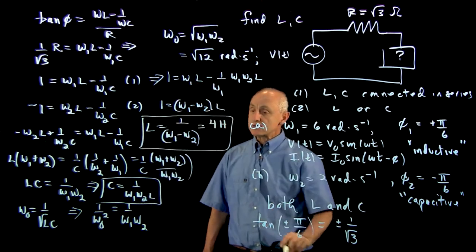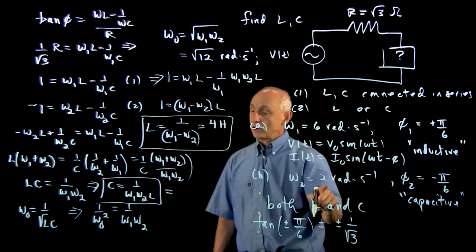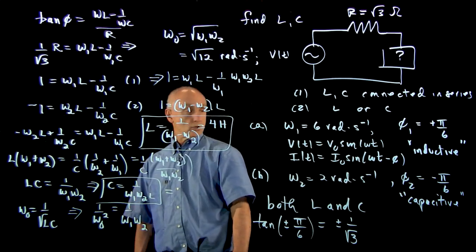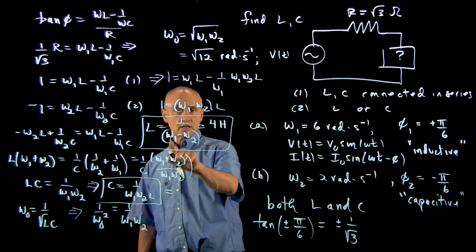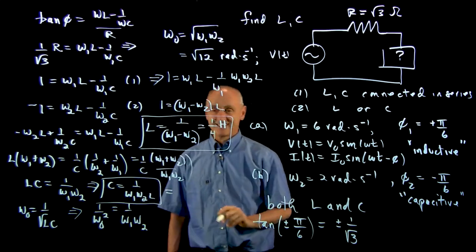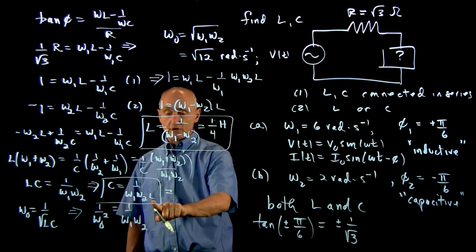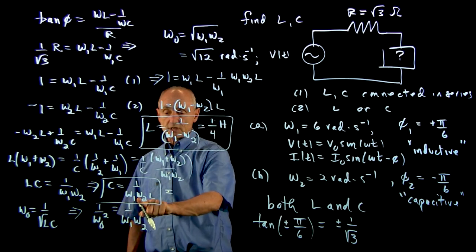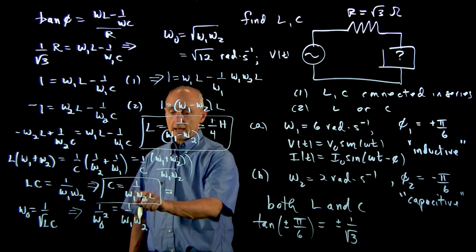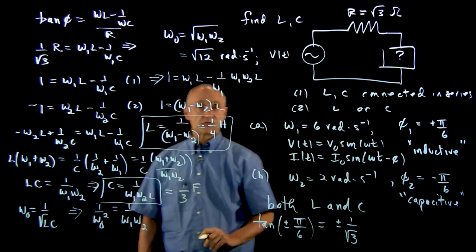Now we're running out of space, but you can see for C down here that I have 1 over omega 1 times omega 2. Let's see, did I get this? This is not 4 henries, but 1/4 henry, because 1 over 6 minus 4 is 1/4. And if I put 1/4 in for L, and I multiply 2 times 6, 12 over 1/4 is 1/3. And so I get 1 over 3 farads for C.